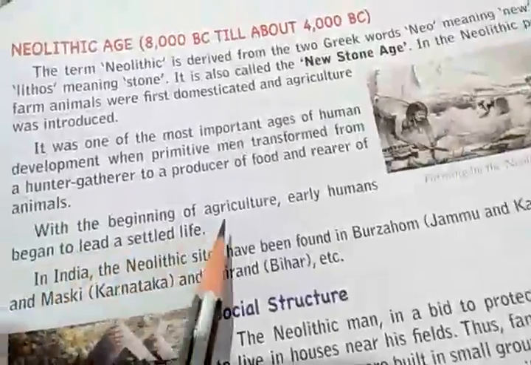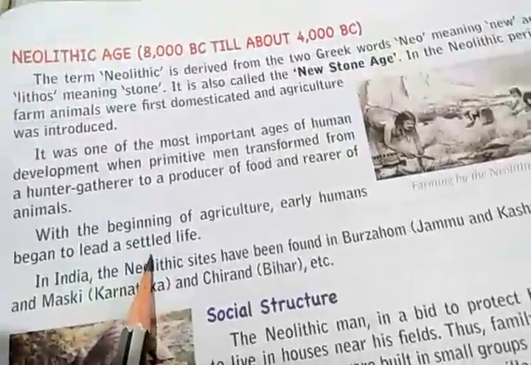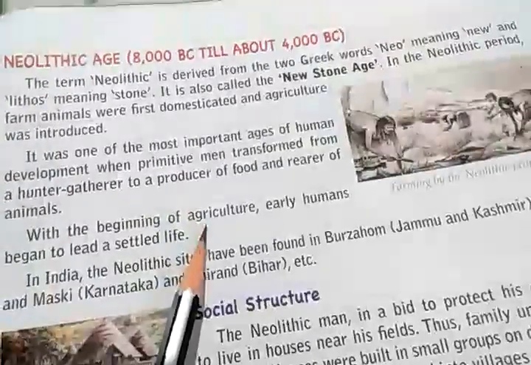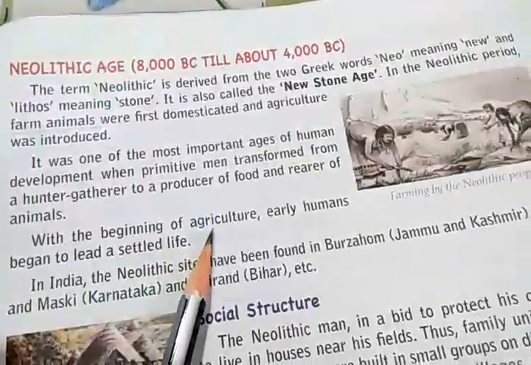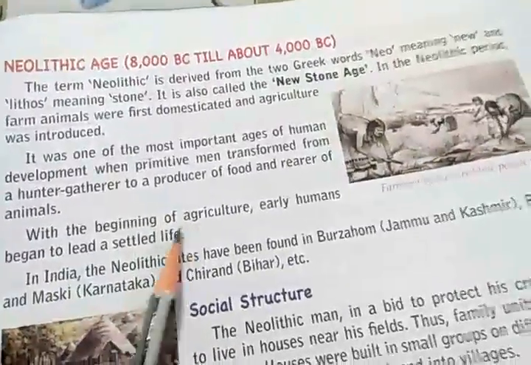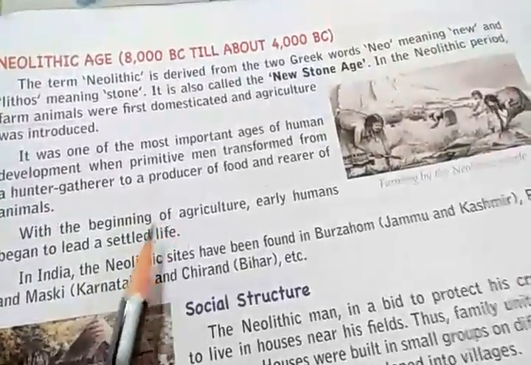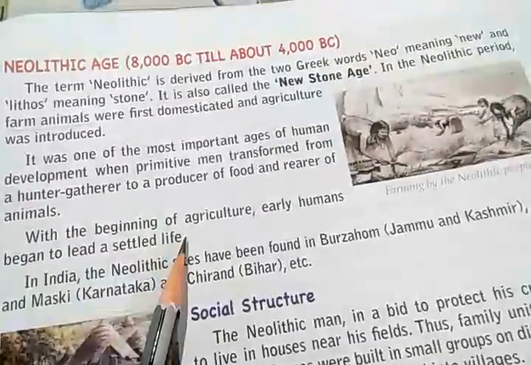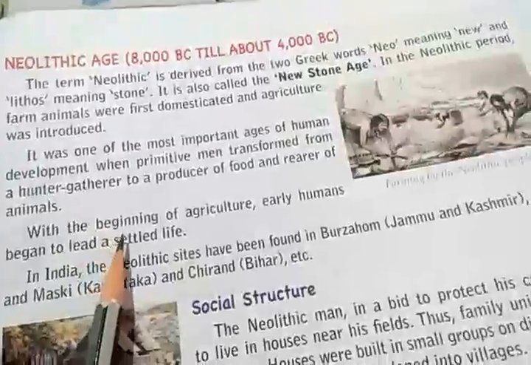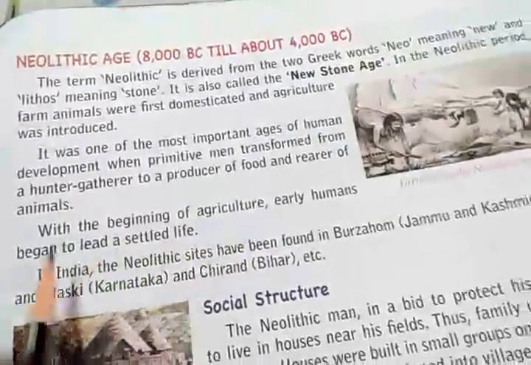Then, with the beginning of agriculture, early humans began to lead a settled life. Since they were now doing agriculture, for doing agriculture you need to stay in that place for a long period. First you have to clear the land, you have to plow the field, then you have to sow the seed, and take care of the plant which starts growing. Then, when the crop is ready to be harvested, you have to cut. So it is a long process.